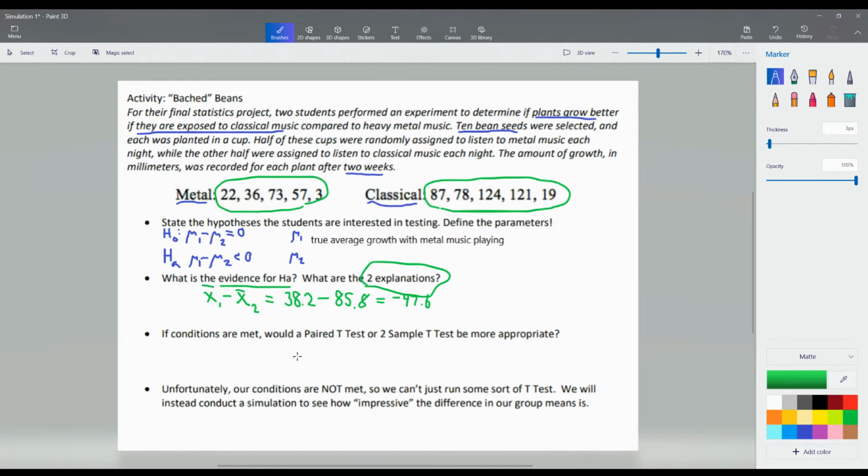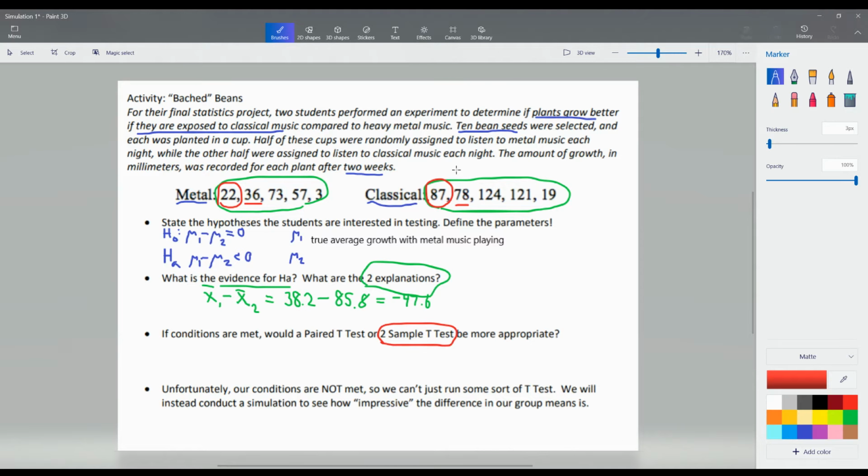But in this video, the last thing I want to talk about, if we meet our conditions that we always check, would we want to do a paired test, or would we want to do a 2-sample test? The answer to this is definitely that we would want to do a 2-sample test. For this to be a paired data set, the numbers in each group that correspond to each other would have to actually go together. So that 22 for metal would have to link up to this 87 for classical. This 36 would have to match up with this 78. And in this problem, that's just not the case.